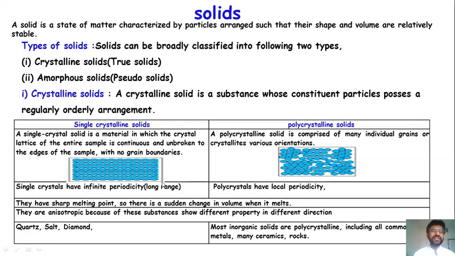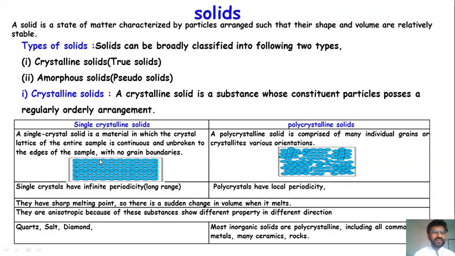Crystalline solids are again classified into two types. One is known as the single crystalline solid and the second is known as the polycrystalline solid. A single crystalline solid is a material in which the crystal lattice of the entire sample is continuous and unbroken to the edges of the sample, with no grain boundaries. Now in this picture we can see that all these atoms are arranged in a uniform way, so there are no grain boundaries.